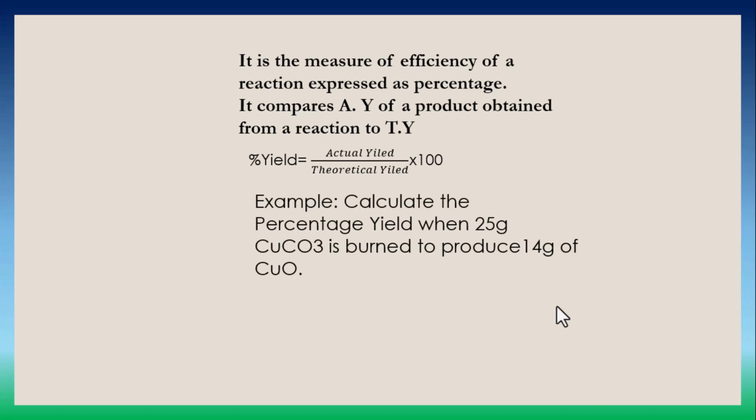We have to calculate the percentage yield of a reaction when 25 gram of copper carbonate is burned to produce 14 gram of copper oxide. So here we are given actual yield, that is 14 gram. Mass of the copper carbonate used is 25 gram. Now we have to calculate theoretical yield as well as the percentage yield of this reaction.